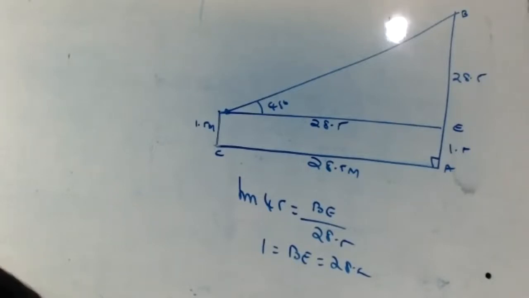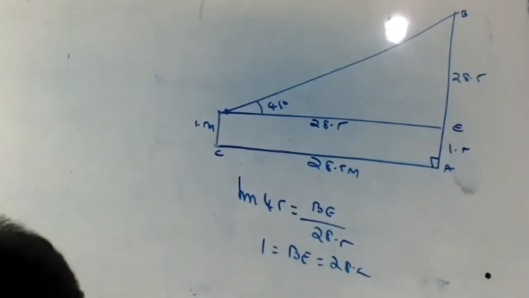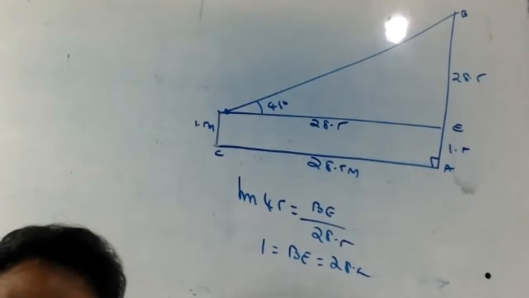Once again, a tree 12 meter height is broken by the wind in such a way that its top touches the ground and makes an angle of 60 degree. At what height from the bottom of the tree is it broken by the wind? Okay, this is a star question. Okay, just try.